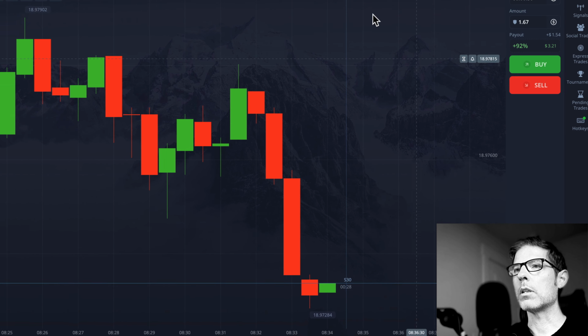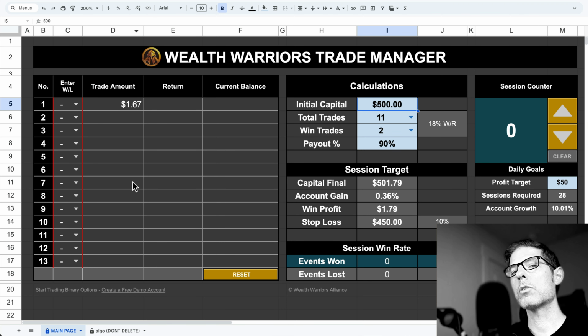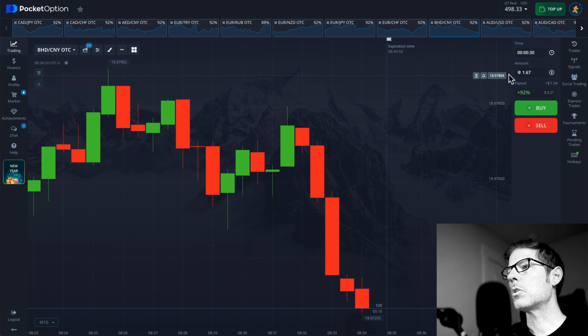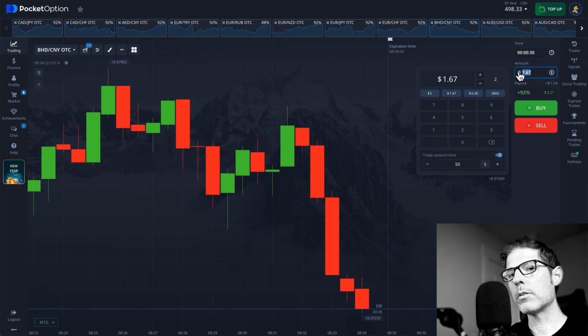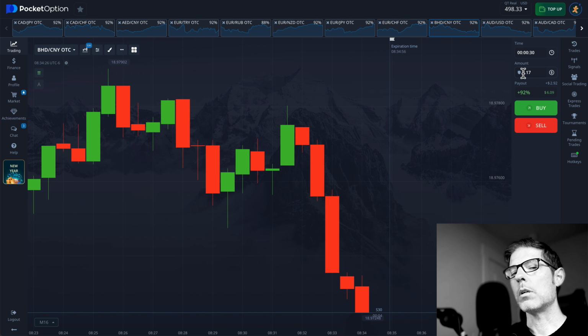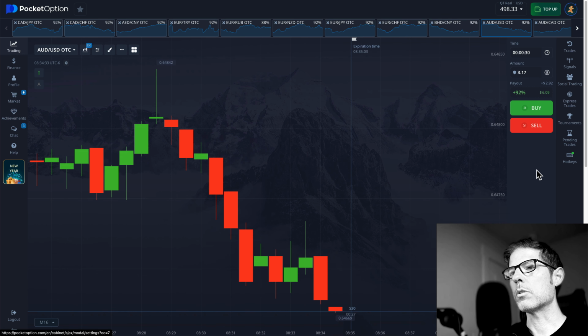So what happens if we have a loss? You must make sure that you know what the next trade amount is going to be. To figure that out with the trade manager, you just mark this as a loss for the first trade, and then it'll give you the next trade amount. So it's 317. Before you take another trade, make sure you've entered the next trade amount, which is 317 for us. And let's go ahead and look for another setup. That's it. If you have a loss, just keep on going.